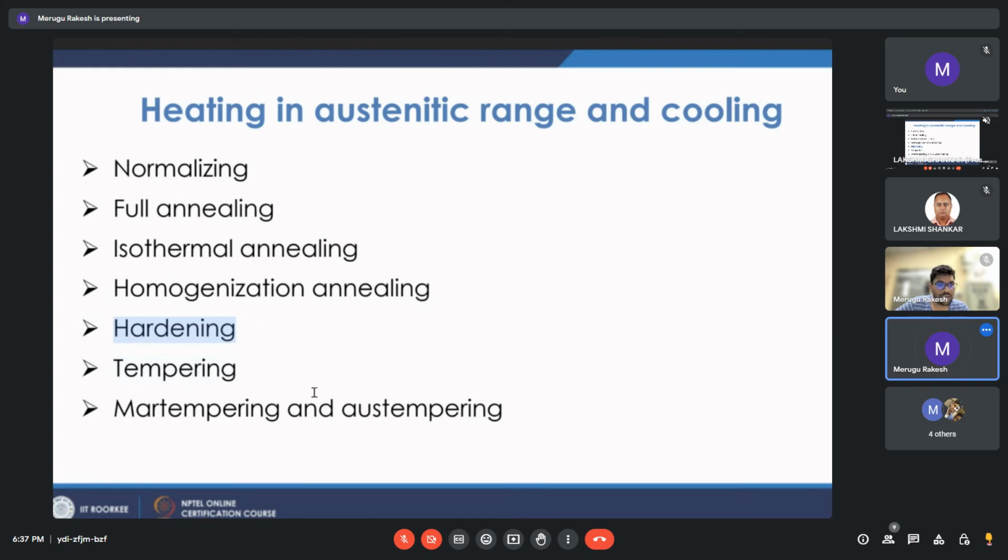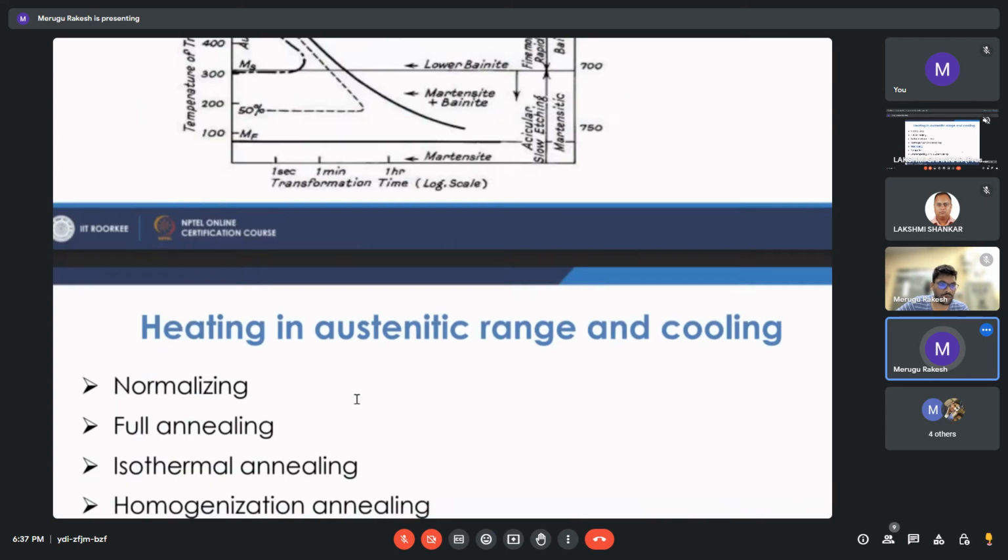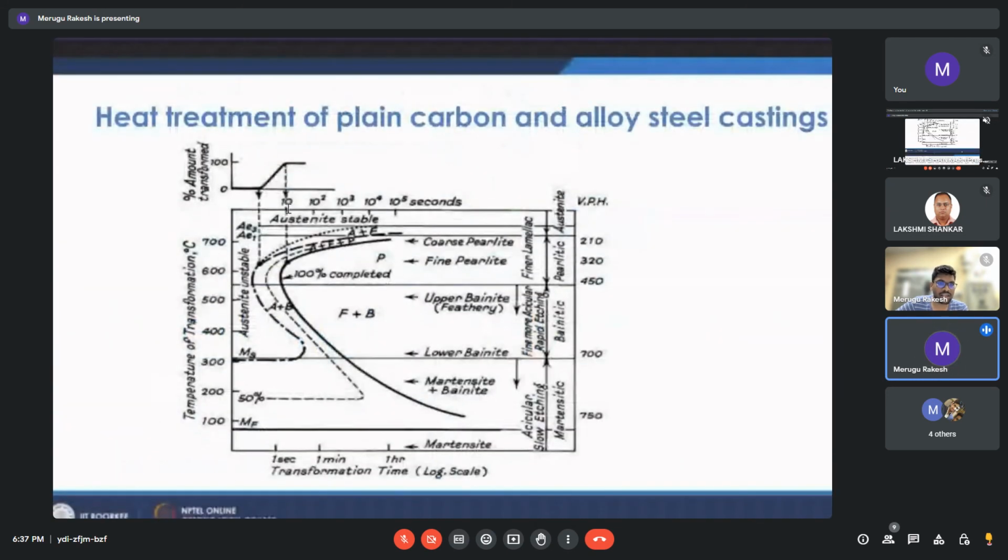Then we have martensitic and austempering. I have explained this to you. Basically, in these TTT curves, we go down to just above the Ms, the martensitic start temperature, and then we hold it there for some time so that we get austenitic phases or bainitic phases.